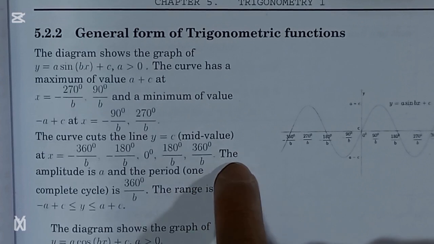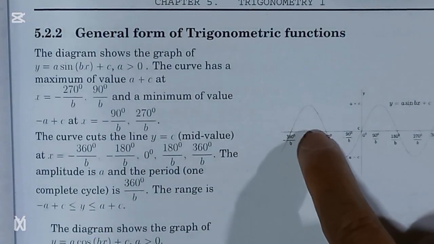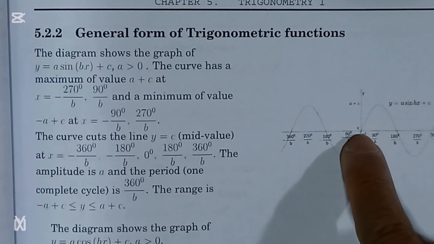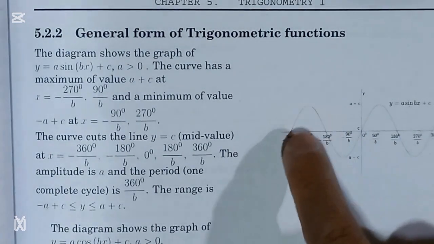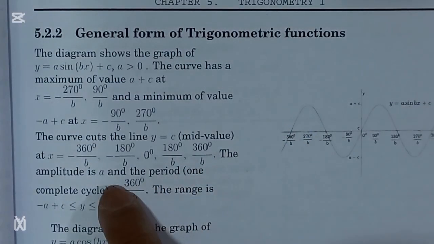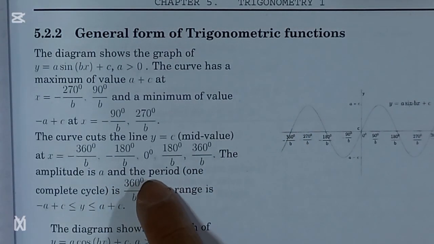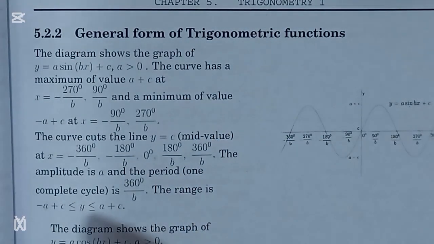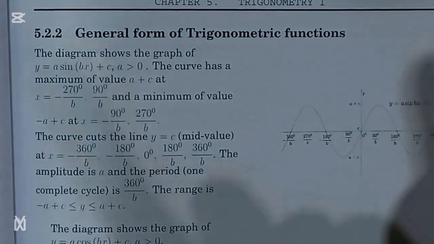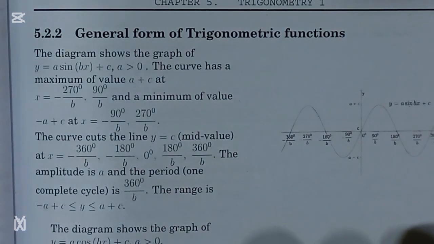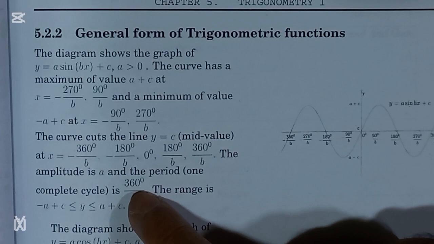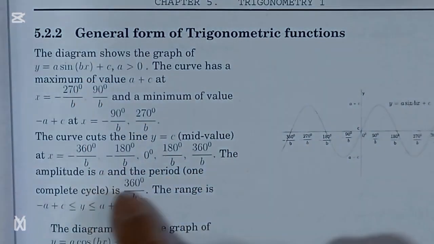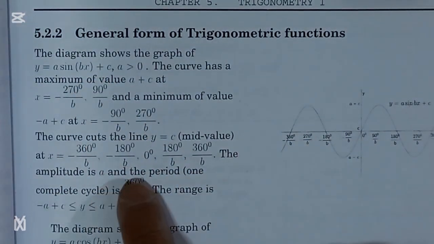Okay, the next thing is the amplitude is A. Because C is the middle value and the maximum value from the middle value is A, that's why the amplitude is A. Okay, the final thing is the period. The period in the graph of sine theta was 360 degrees if you remember. The same will apply here, just divide 360 by this B. So the amplitude is A and the period is 360 over B.